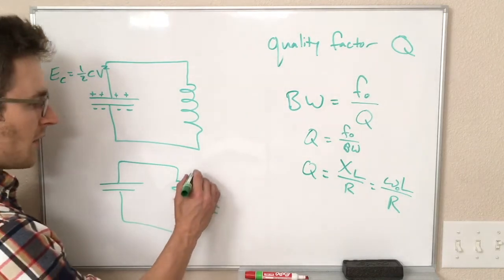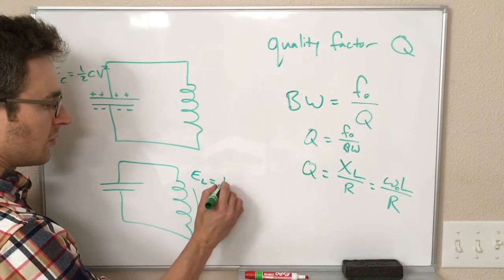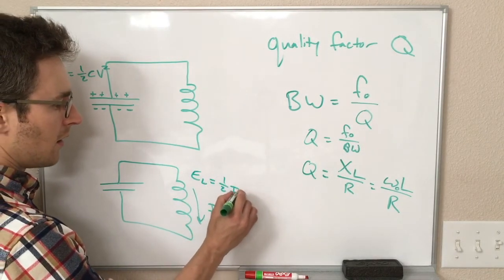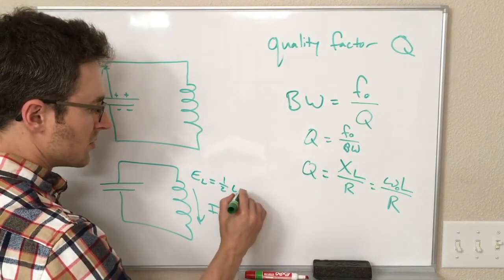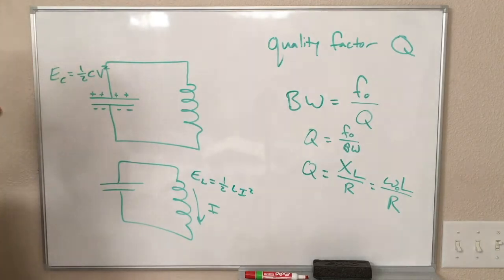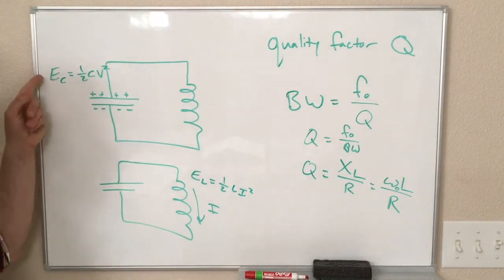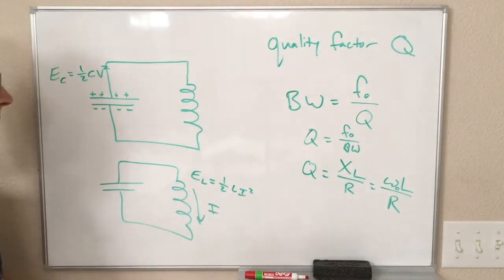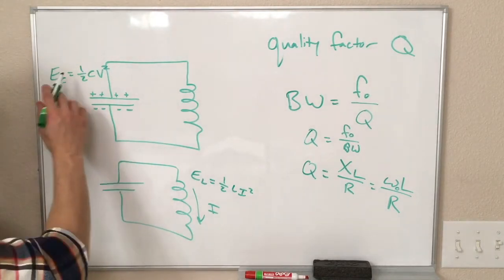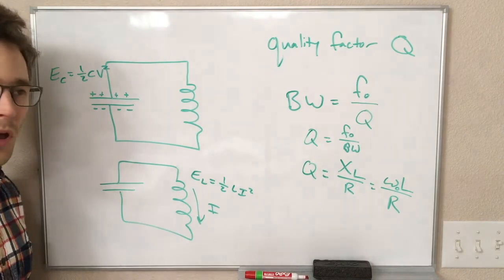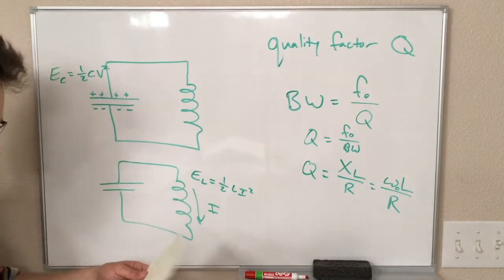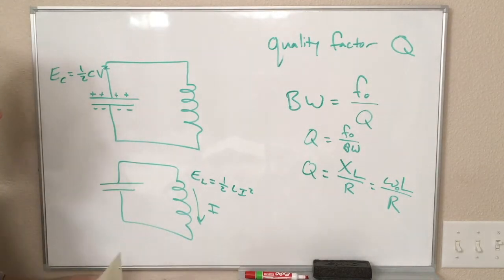of current, the energy in the inductor is equal to 1/2 Li squared. So these are just, if you don't remember these from Physics 211, this is the energy stored in any capacitor. This is the energy stored in any inductor. So the energy is going back and forth between these two different forms as your system oscillates. So that's kind of cool.